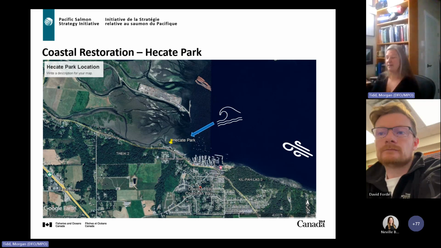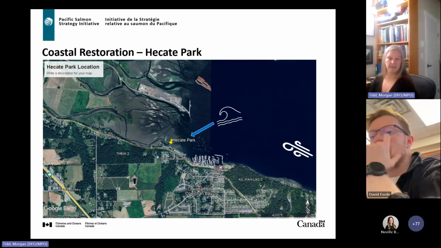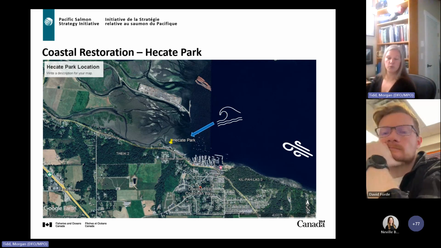So hence why the dominant waves in this location are generated in an east-southeast direction and then are refracted around to approach the shoreline a little bit more perpendicularly to its contours.